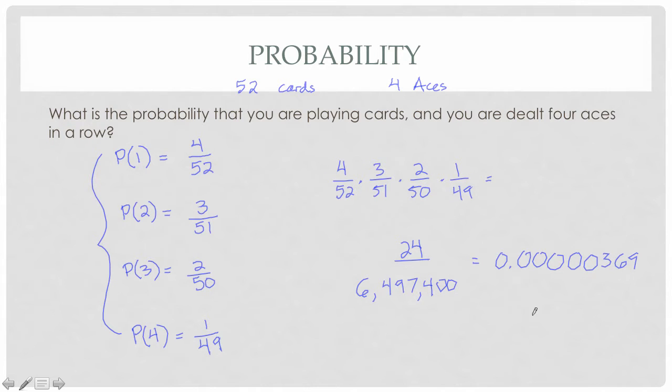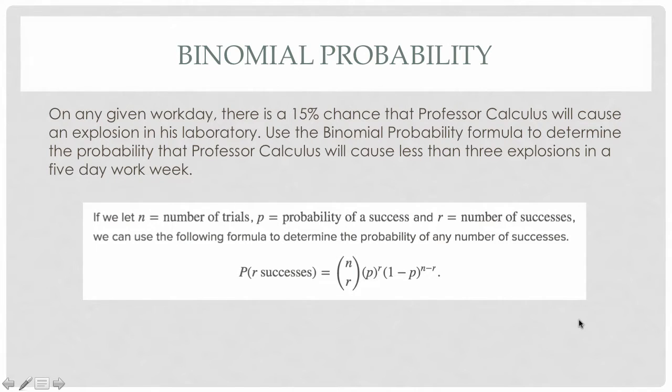0.0000369, which means we have a 0.0000369% chance. That is not very likely to happen right there. You have a less than 10th, 100th, 1000th, less than 1,000th% chance of getting 4 aces in a row. Really, really rare. These are kind of some fun problems, right?